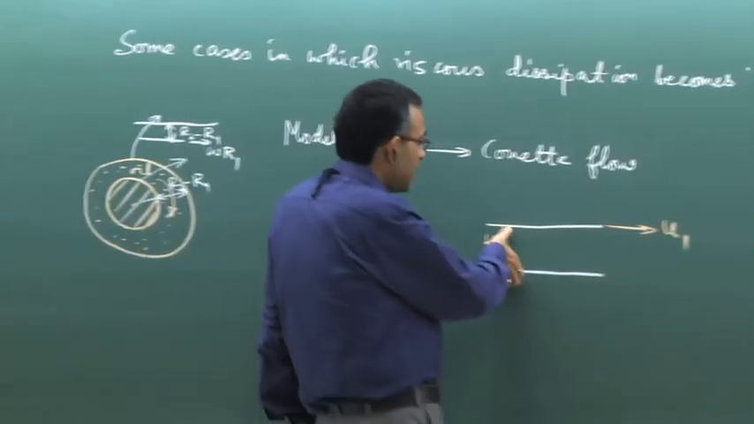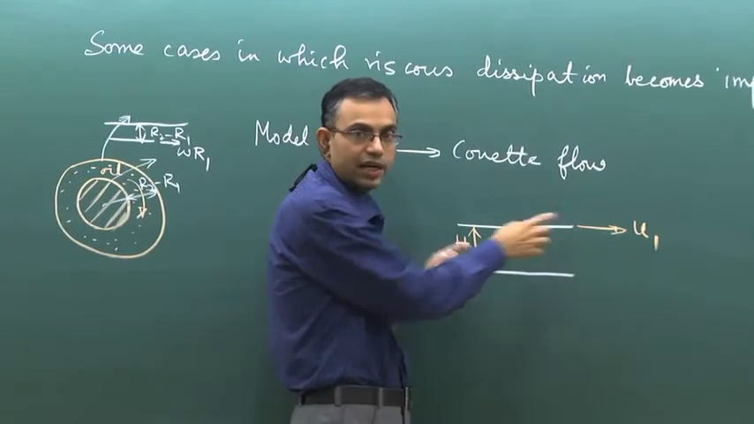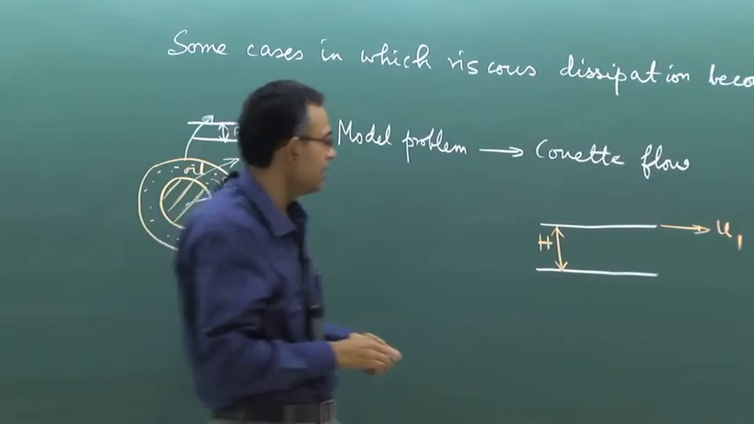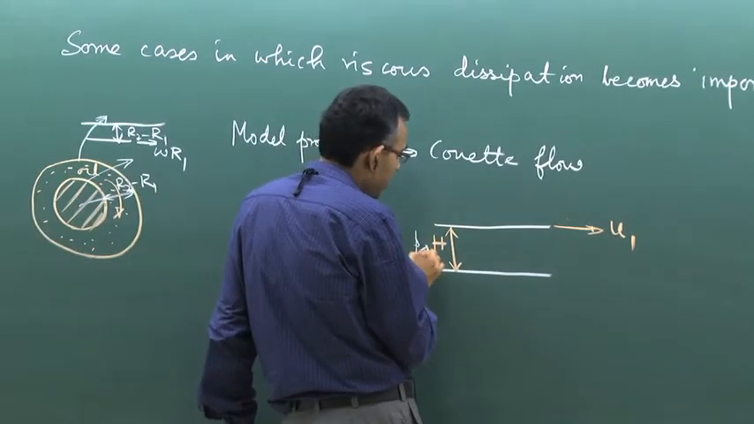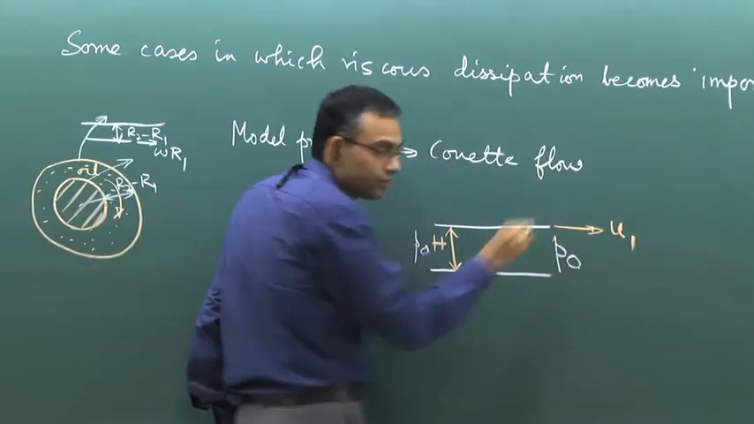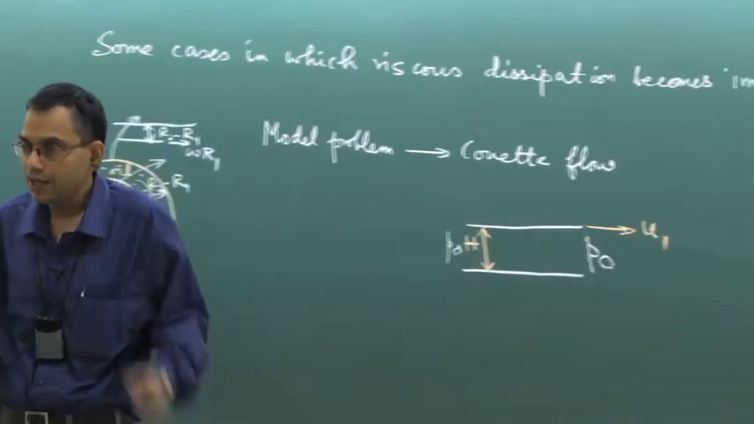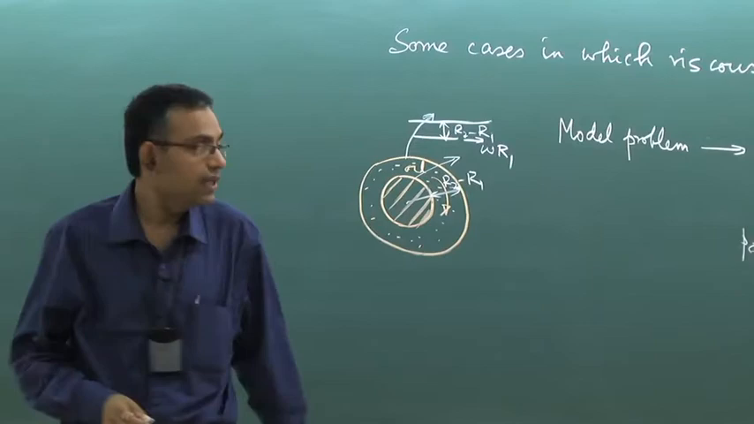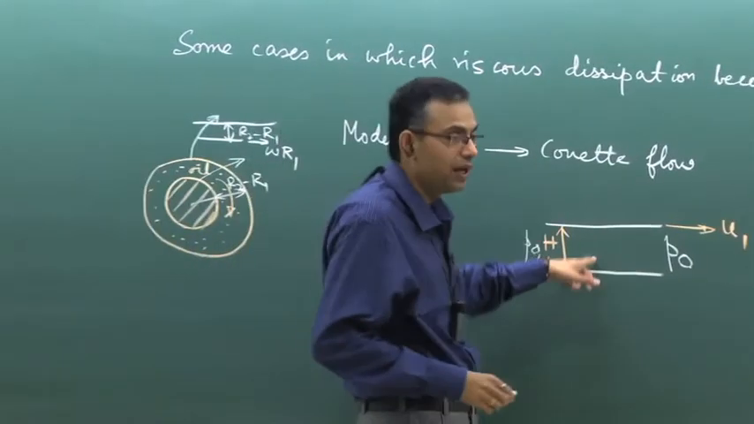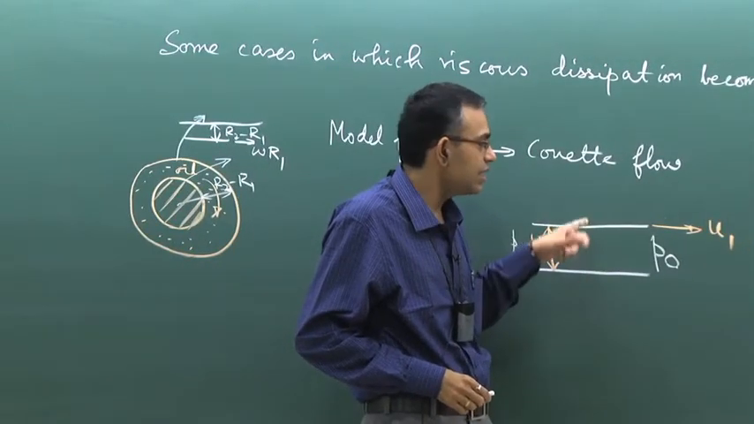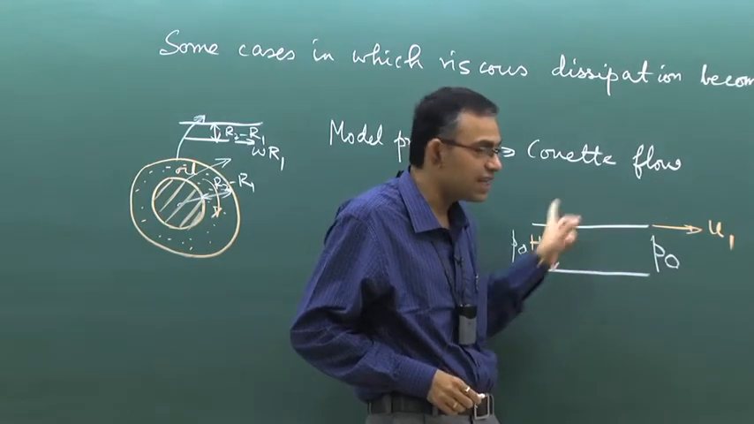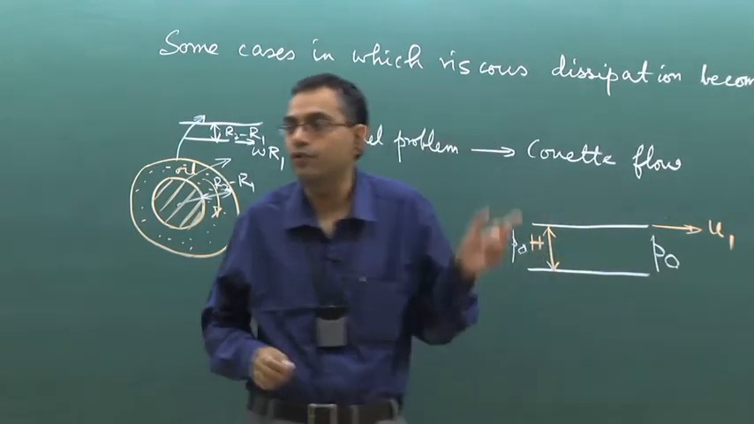Here there is no pressure gradient. Of course you can create a pressure gradient, but we will consider a simple Couette flow, when this pressure is P0, this pressure is also P0. That means there is no pressure gradient, but still there is a fluid flow in between the two plates. How? This is driven by shear. So, this is a classical example of a shear driven flow.